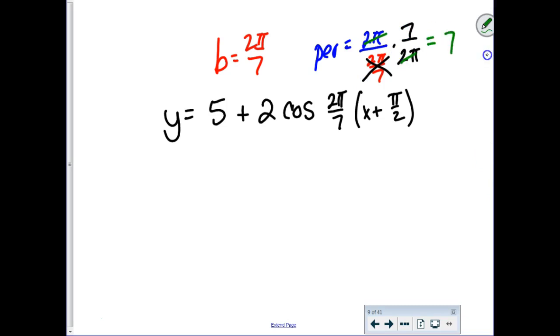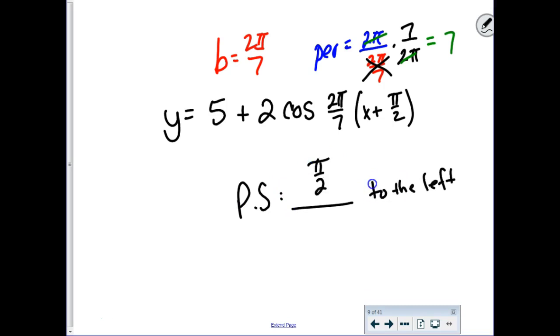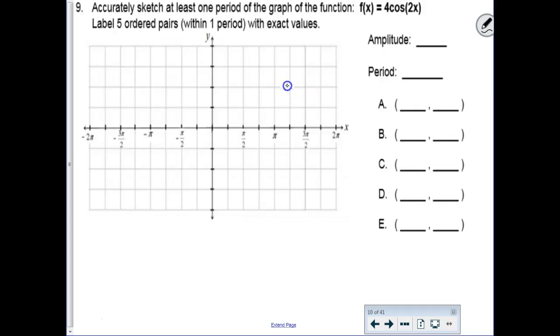That's very strange. And then maybe a follow-up question might be, is there a phase shift? And your answer is yes. What is your phase shift? Pi over 2. What direction? To the left. Very good. Because the plus pi over 2, and because the b was factored out, the plus pi over 2 is really the opposite of that. Very good.